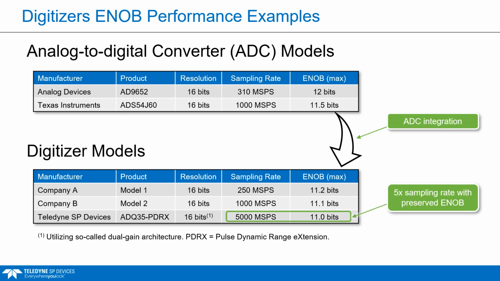It should be mentioned that it is difficult to do a fair comparison of ENOB since characterization methods may differ between manufacturers, and the ENOB figure also depends on the frequency of the input signal. But nevertheless, the ADQ35 PDRX displays remarkable performance in terms of combined sampling rate and ENOB. As previously mentioned, the ENOB reflects the digitizer's actual resolution. So let's return to our original question about detectable amplitude level for the weak pulse.